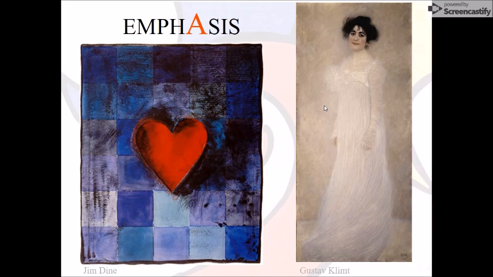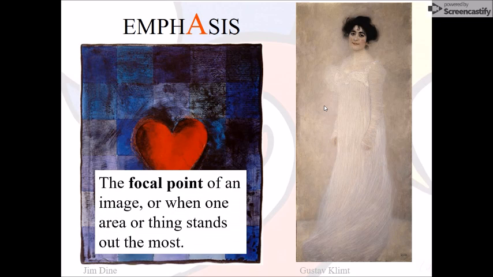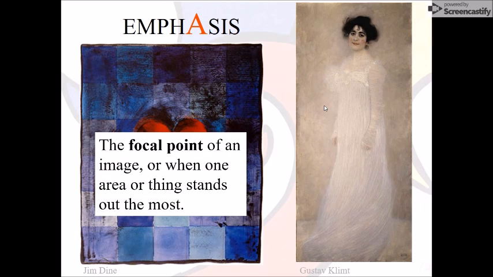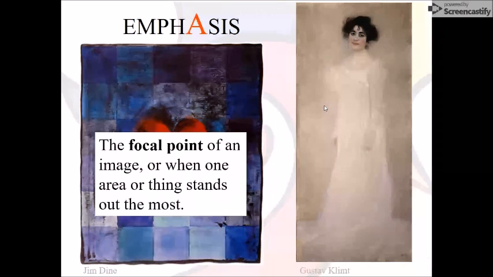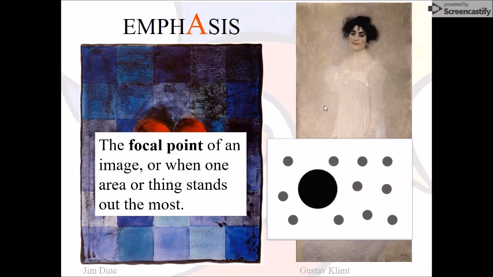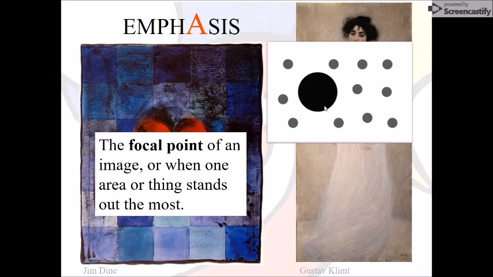The painting on the right, the woman's head has emphasis because that is dark and the rest of the image is light. So emphasis is the focal point of an image, or when one area or thing stands out the most. Our diagram there has a large circle among a bunch of smaller, lighter circles. And that is the one obvious focal point that has emphasis.